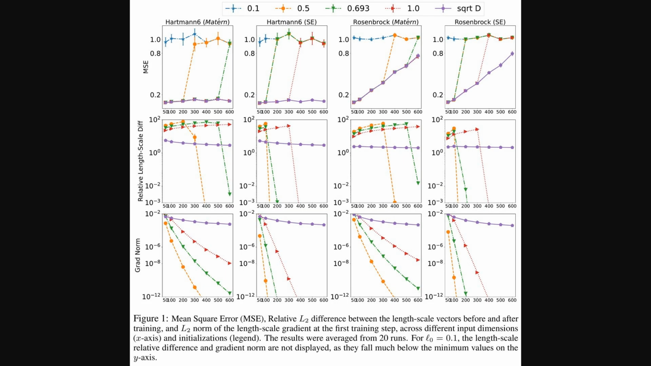Okay, so Figure 1 here really drives this point home quantitatively. It plots things like mean square error and gradient norm against increasing dimensions for different kernels and initial length scale strategies. You can clearly see in the bottom row the gradient norm plummets for standard initializations like 0.693 or 1.0, especially with the SE kernel. But look at the purple line. The proposed square root of d initialization keeps the gradients healthy, allowing for learning.